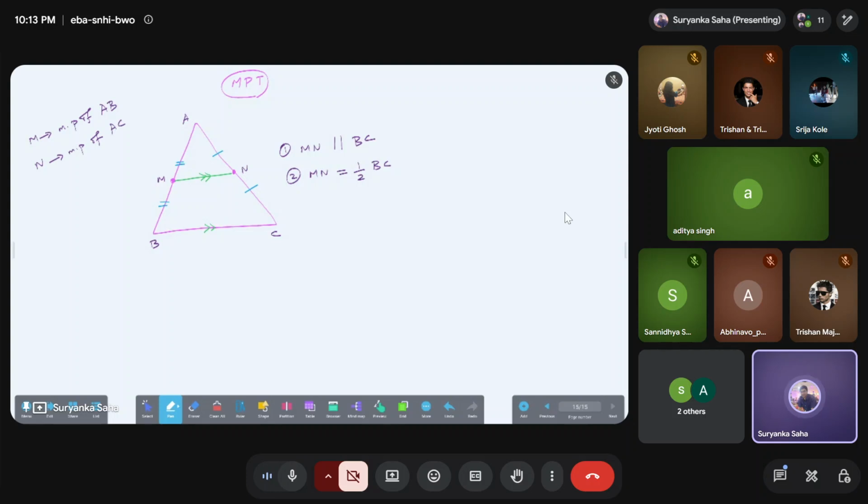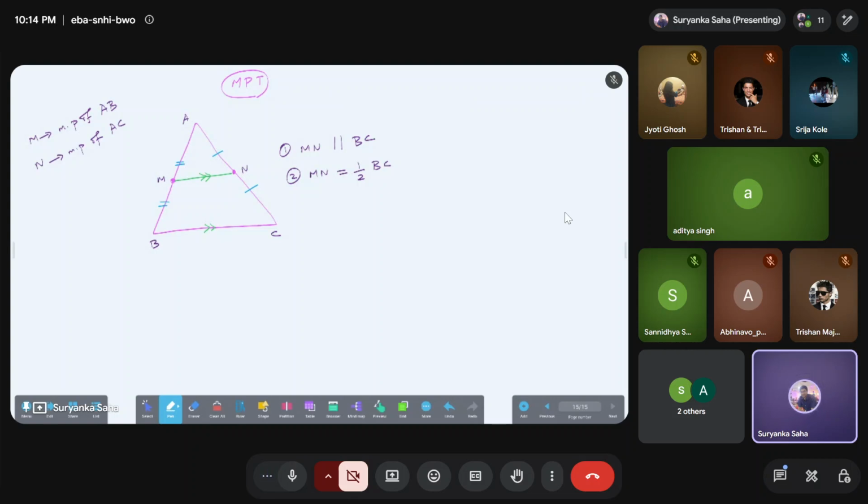This is the midpoint theorem, and converse means what? What do you mean by converse? Now suppose I draw a line which is parallel to the base BC, and the line starts from N, then obviously wherever the line cuts the other side AC, it will be the midpoint only of that side. So that is converse. Do you understand what is converse?